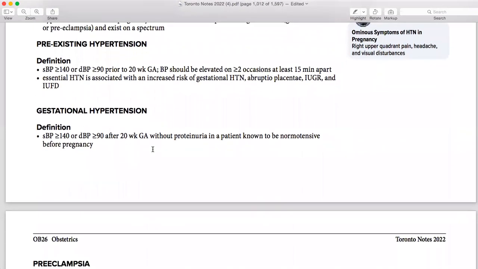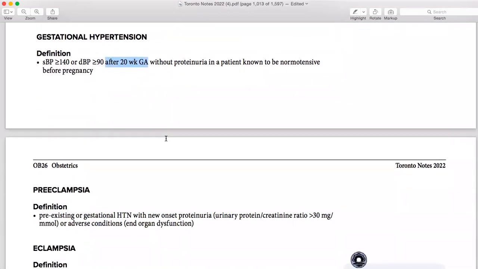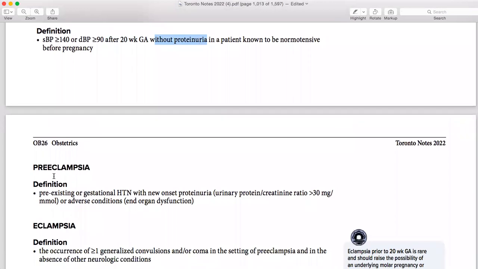Then this is gestational hypertension, as we already discussed. After the 20th week, it will present. But at the same time, you have to differentiate when it is gestational and when it is preeclampsia. Some people mix up preeclampsia: if somebody is coming with a high BP and has proteinuria, they say it is preeclampsia. No, proteinuria should definitely be present there.